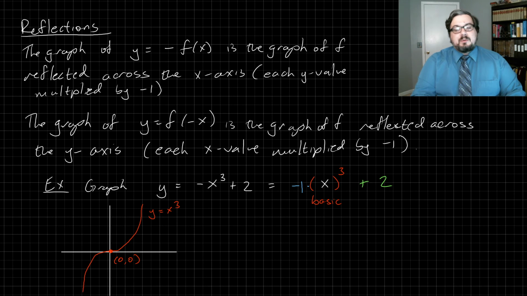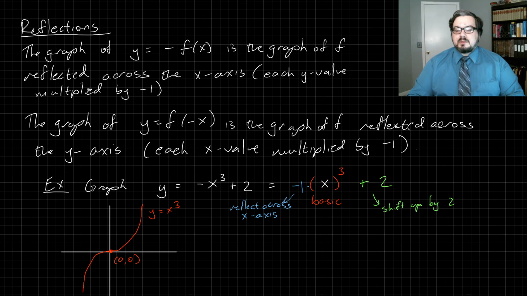And so we can identify the transformations that each of these is doing. This -1 is happening on the outside of the function, which means that we're going to have a vertical reflection, that is, a reflection across the x-axis. And then this +2 means that we're going to shift up by 2.